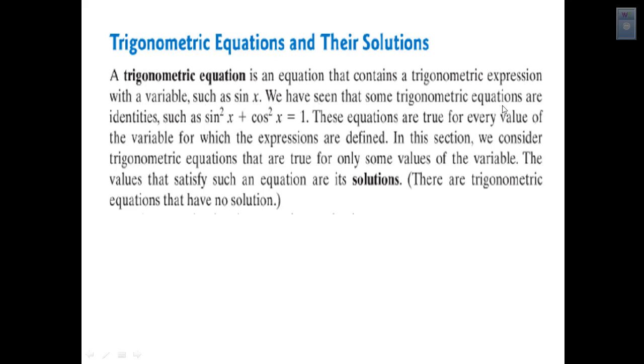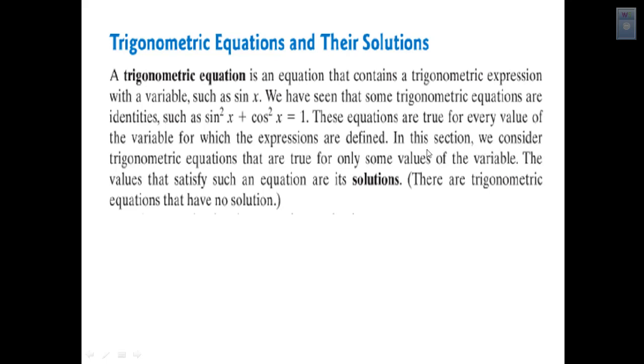We've seen some trigonometric equations are identities, such as sine squared x plus cosine squared x equals 1. These equations are true for every value of the variable for which the expressions are defined. So, for instance, no matter what value we choose for x, sine squared x plus cosine squared x is going to equal 1, always.